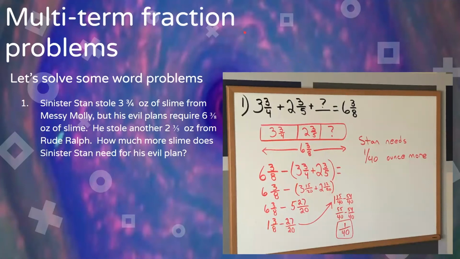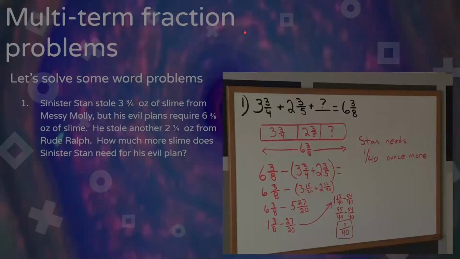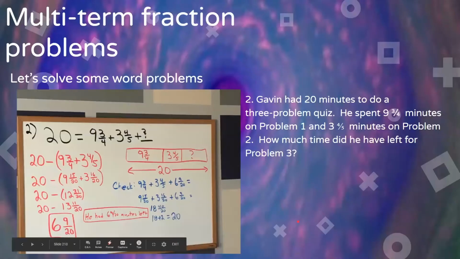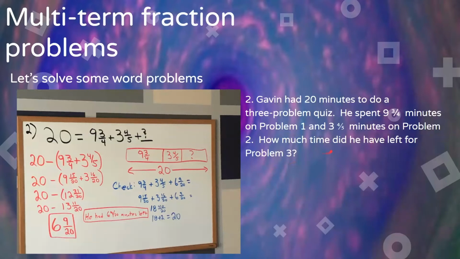Let's move on to the next problem. Okay, Gavin had 20 minutes to do problem 1 and 3 4/5 minutes on problem 2. How much time did he have left for problem 3? Well, how would we set that up? I went to the whiteboard. I knew that he had 20 minutes to do the whole problem.